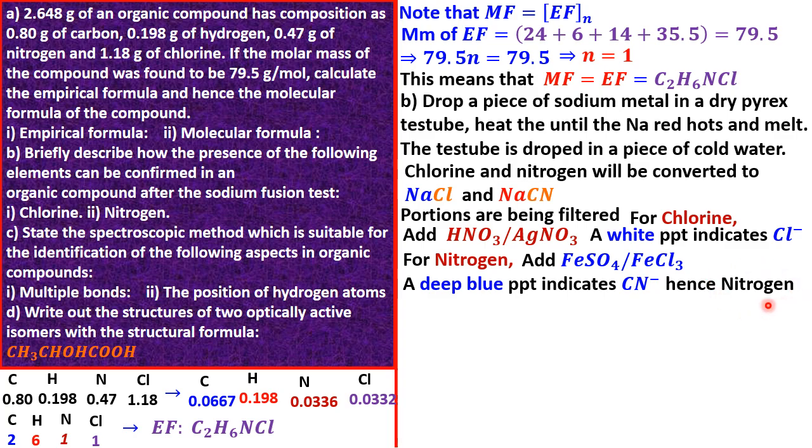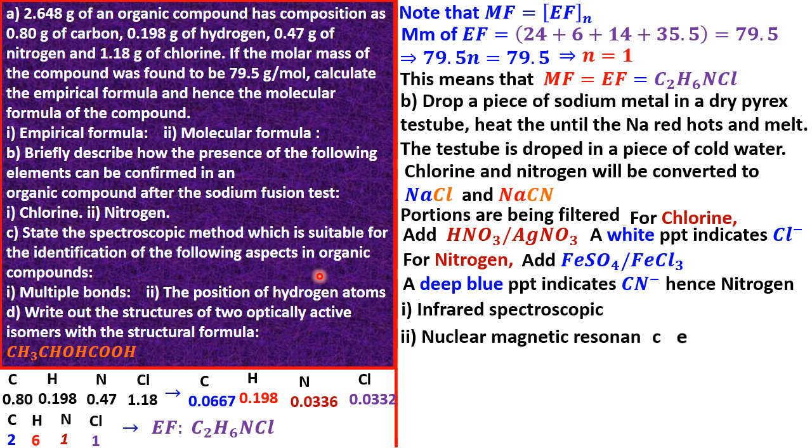Then the next part says: state the spectroscopic method which is suitable for the identification of the following aspects in organic chemistry. Multiple bonds. Okay, guys, for multiple bonds we are going to use infrared spectroscopy. Then the second one, we have the position of hydrogen. It is simply going to be nuclear magnetic resonance. That's the method we are going to use to identify the position of hydrogen.